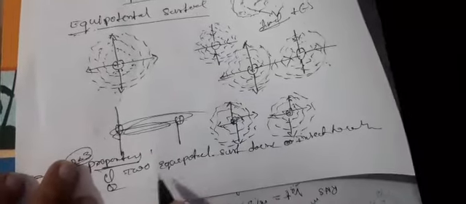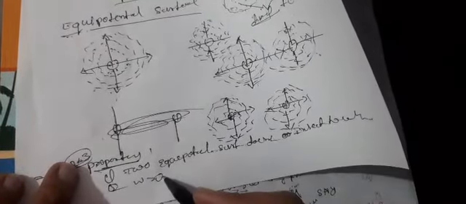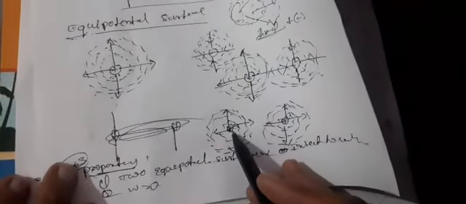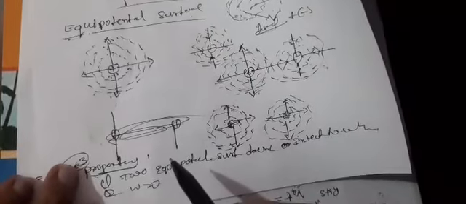The second property is that the work done is zero. The work done in moving a test charge over an equipotential surface is zero. That is the second point.